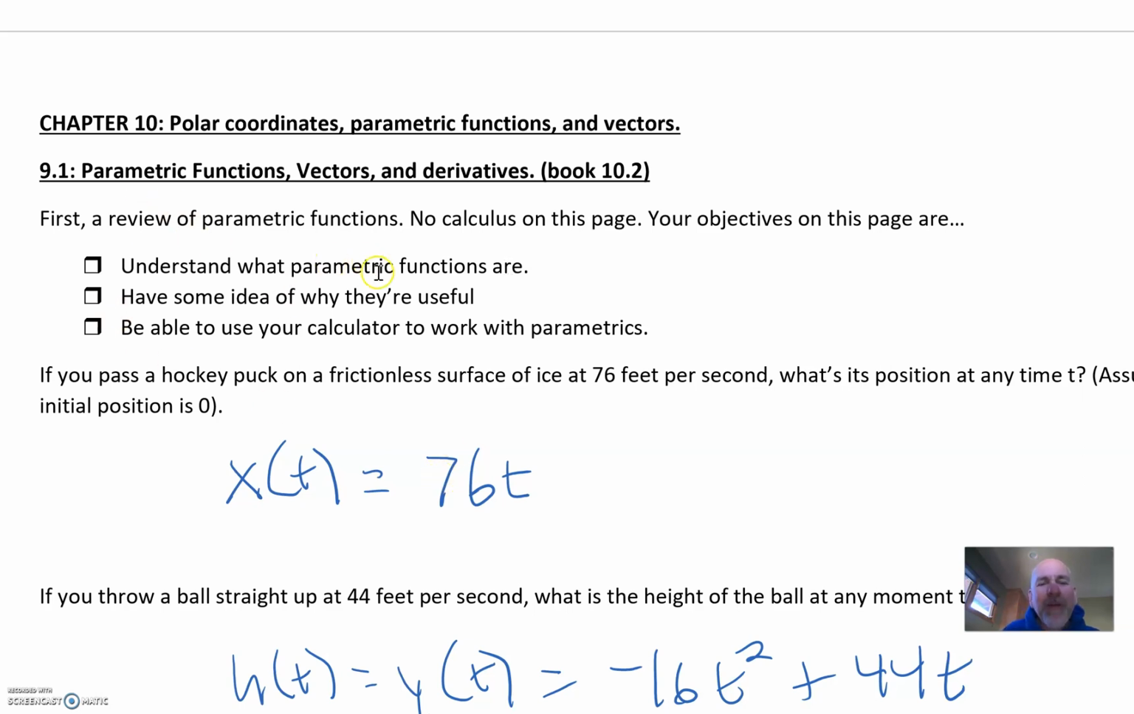I want you to have some idea of why they're useful. Hope it worked. And then I wanted you to be able to use your calculator to work with parametrics, because I wanted you to see where those buttons are. Okay? That's the intro you really need. At this point, I'm going to send you off to AP Classroom.